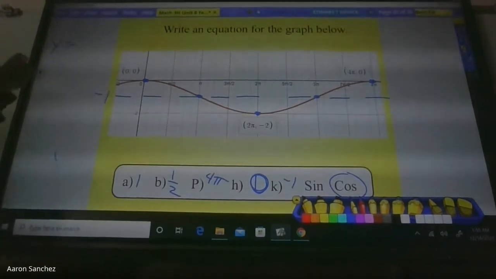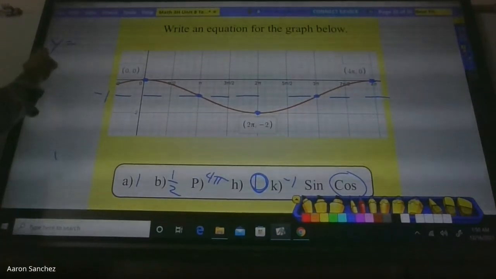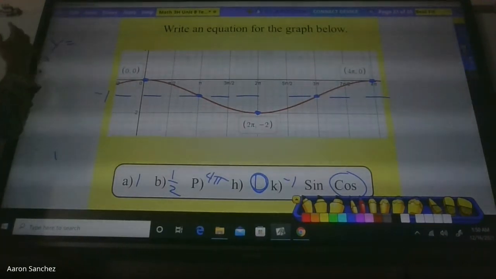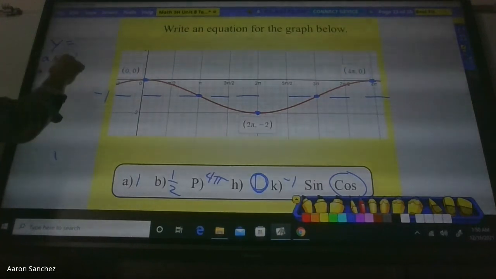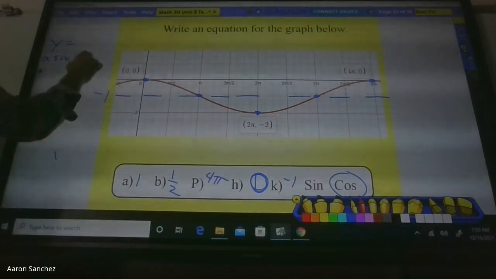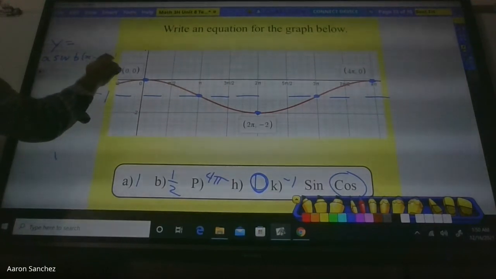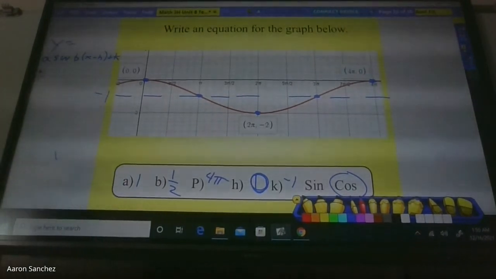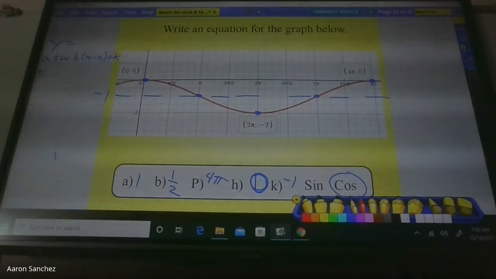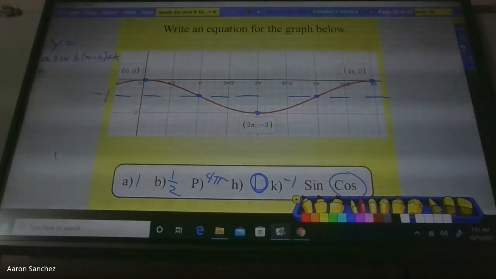Hey, homies. Let's write our parameters as you're thinking about it. Y equals A sine B(X minus H) plus K. Right? You guys got that? We have our A. You might want to write that down. Remember the parameters? B times X minus H plus K. So there, you just plug in your numbers, except it's not sine, it's cosine.